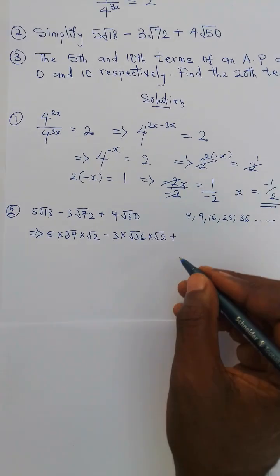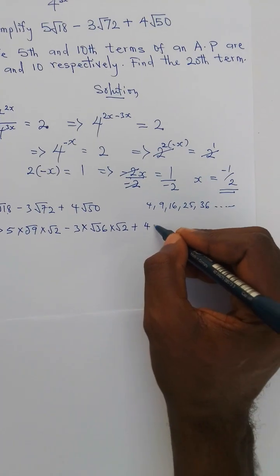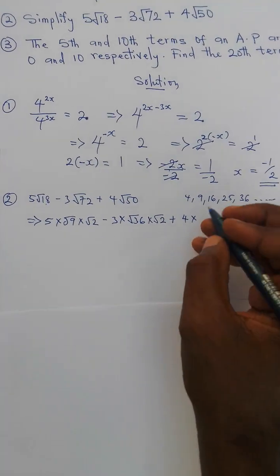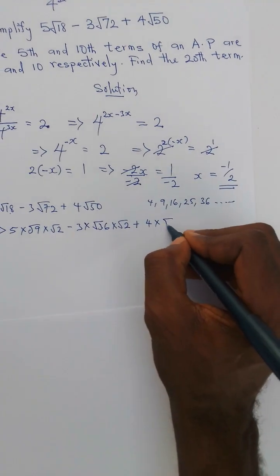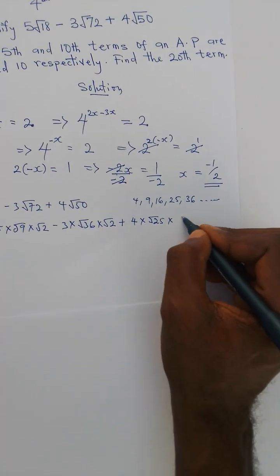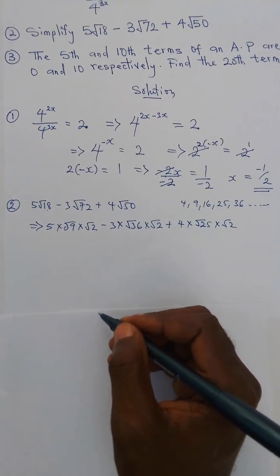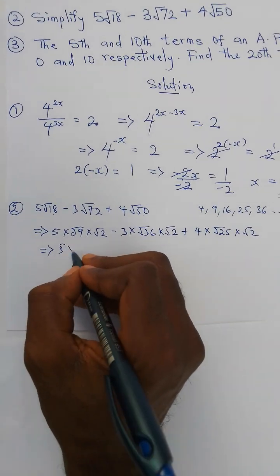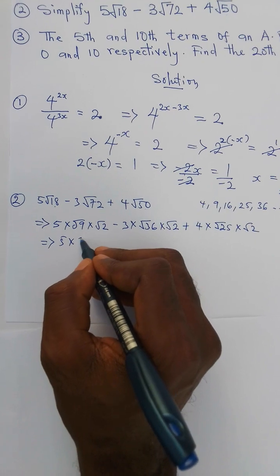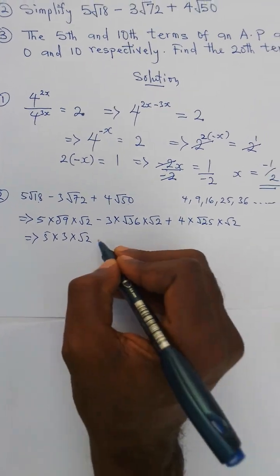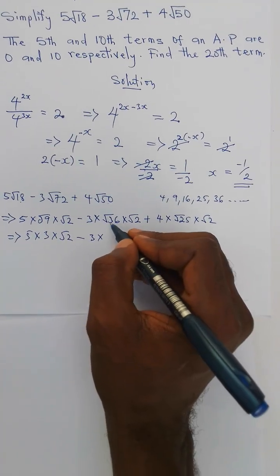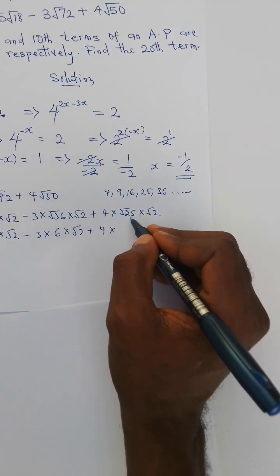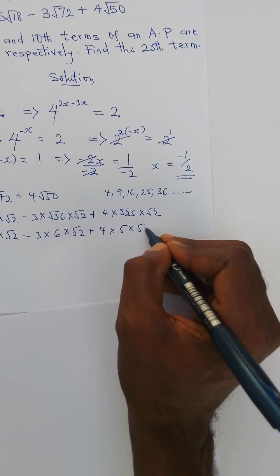Then plus, now here we have 4 times. Now you can see that 25 can go into 50 2 times. So this 50 is going to be split into root 25 times root 2. So now, having done that, we are going to have 5 times square root of 9, which is 3 times root 2, minus 3 times square root of 36, which is 6 times root 2, plus 4 times square root of 25, which is 5 times root 2.